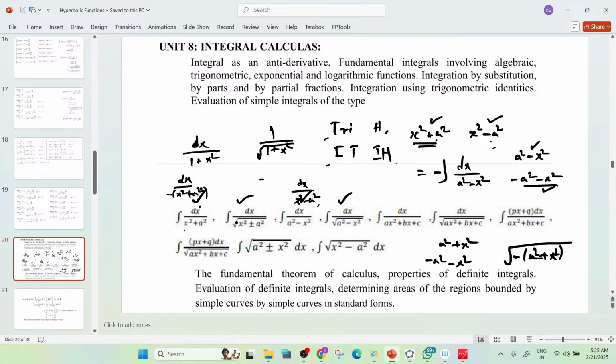Sine or cos? Or sine h or cos h? Sine h and cos h. This is x square plus 1 is sine h, x square minus 1 is cos h. Cos. Right. For tan, is it tan h or cot h? This is cot h or tan h.